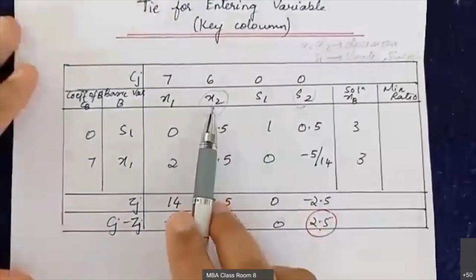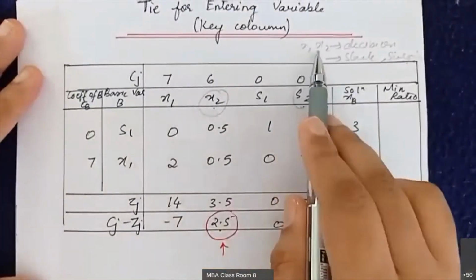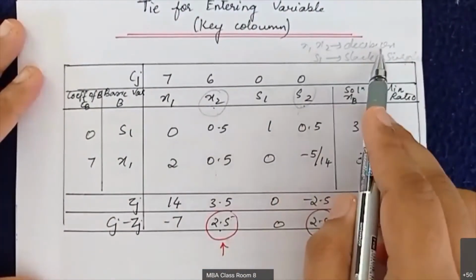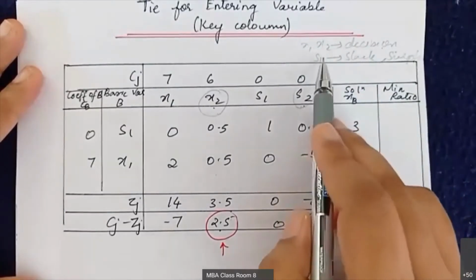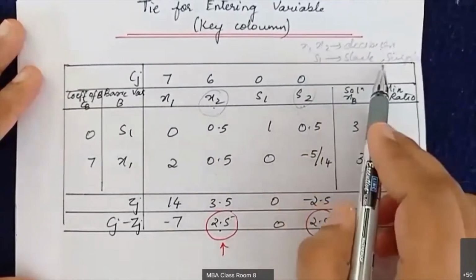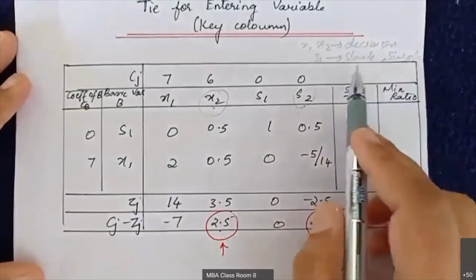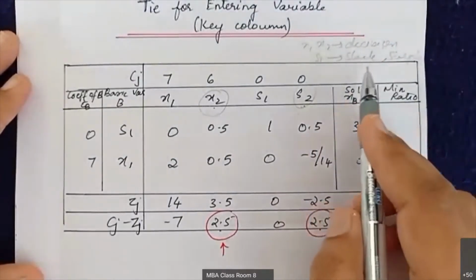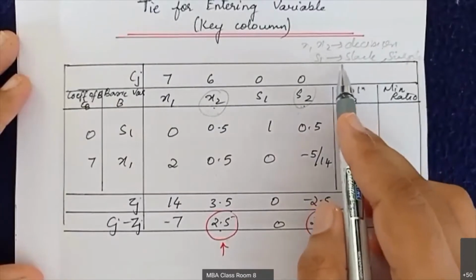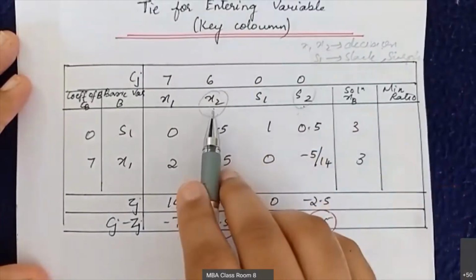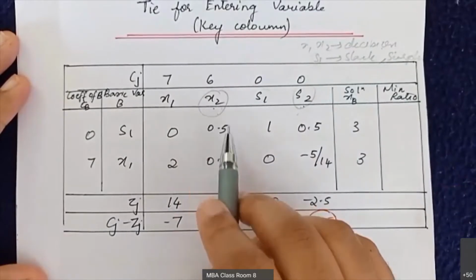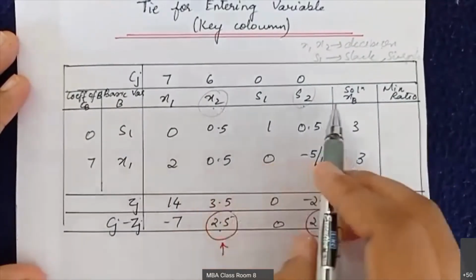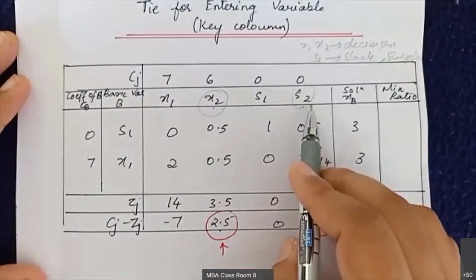So what is x2 called? x2, x1, all such variables are called decision variables. And S1, S2, all such variables are called slack variables or surplus variables. Slack and surplus variables are represented by the same symbol S. So in this problem we have a decision doubt, whether it is x2 or S2 that is going to be the entering variable.